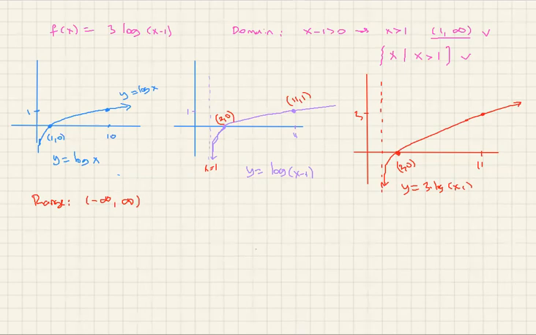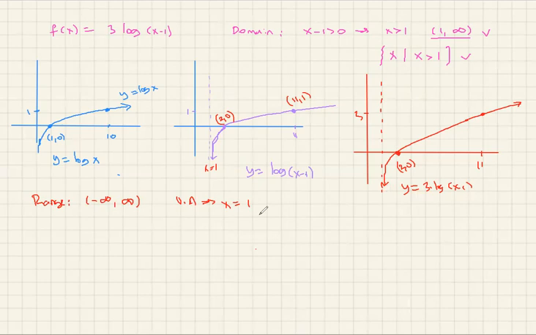Okay, so the vertical asymptote is x equals 1. If you see this line, this was my vertical asymptote, which the graph is getting closer and closer to. So the vertical asymptote is x equals 1, right? Okay, so that's the vertical asymptote.